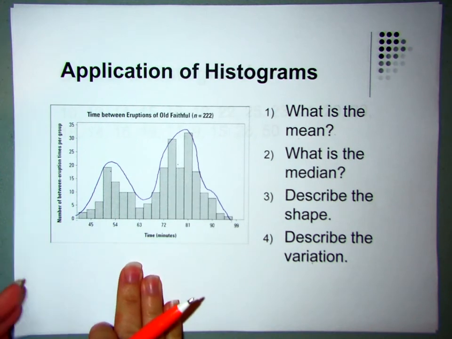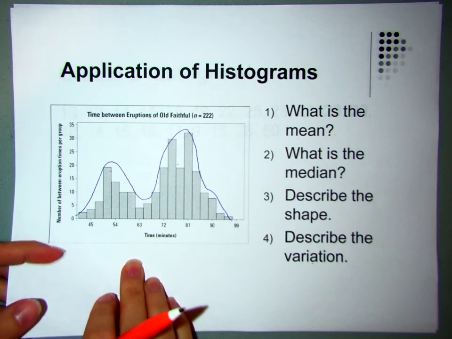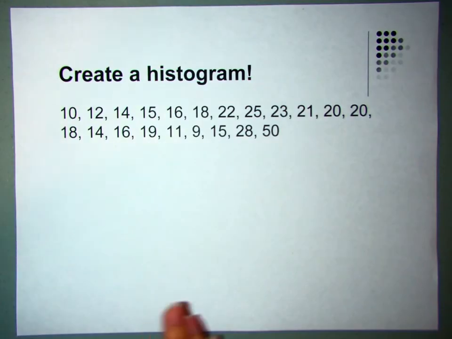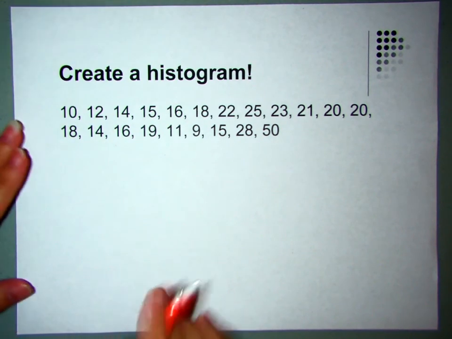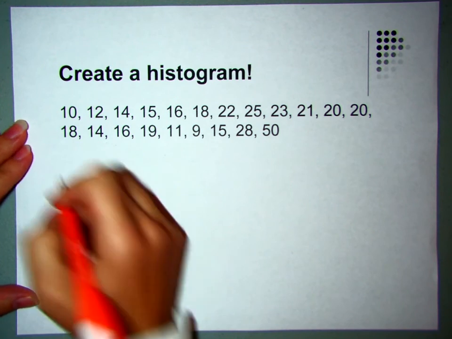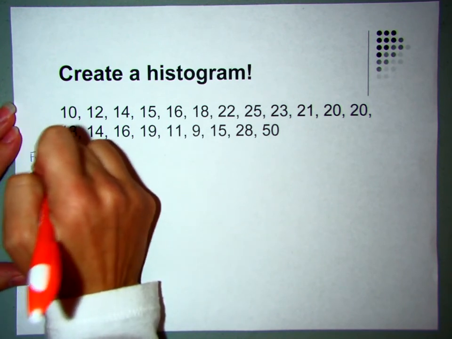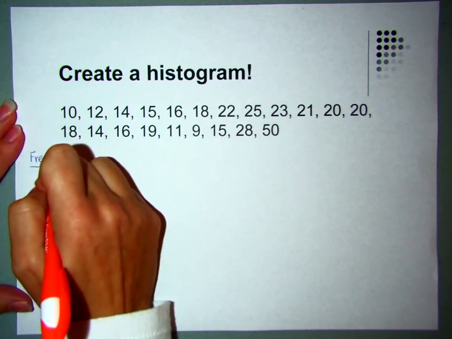So again, the big thing behind histograms is that you should be able to interpret them, and they give you a good picture of the overall trend of data. So this one right here is just a basic question on how to create a histogram. When you create a histogram, you're going to want to first create a frequency table. The frequency table helps you decide what your bars are going to be.